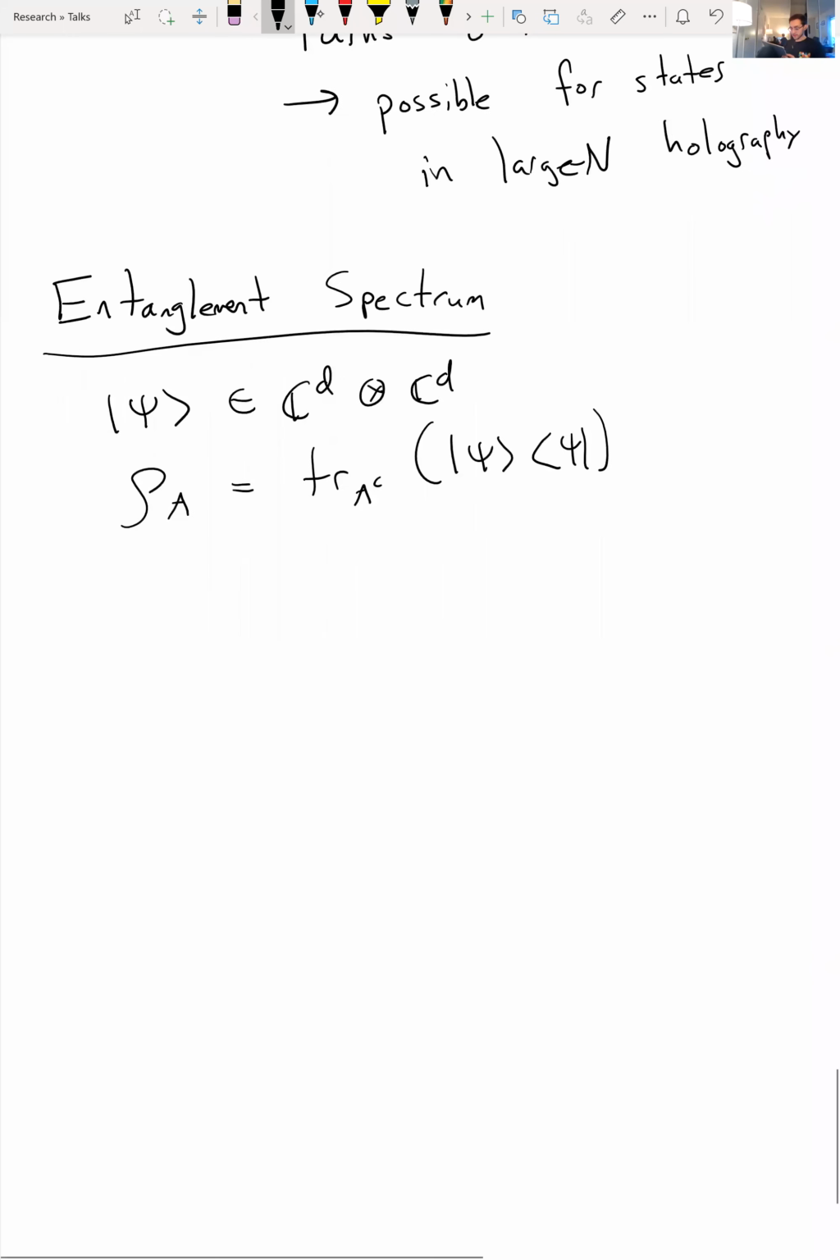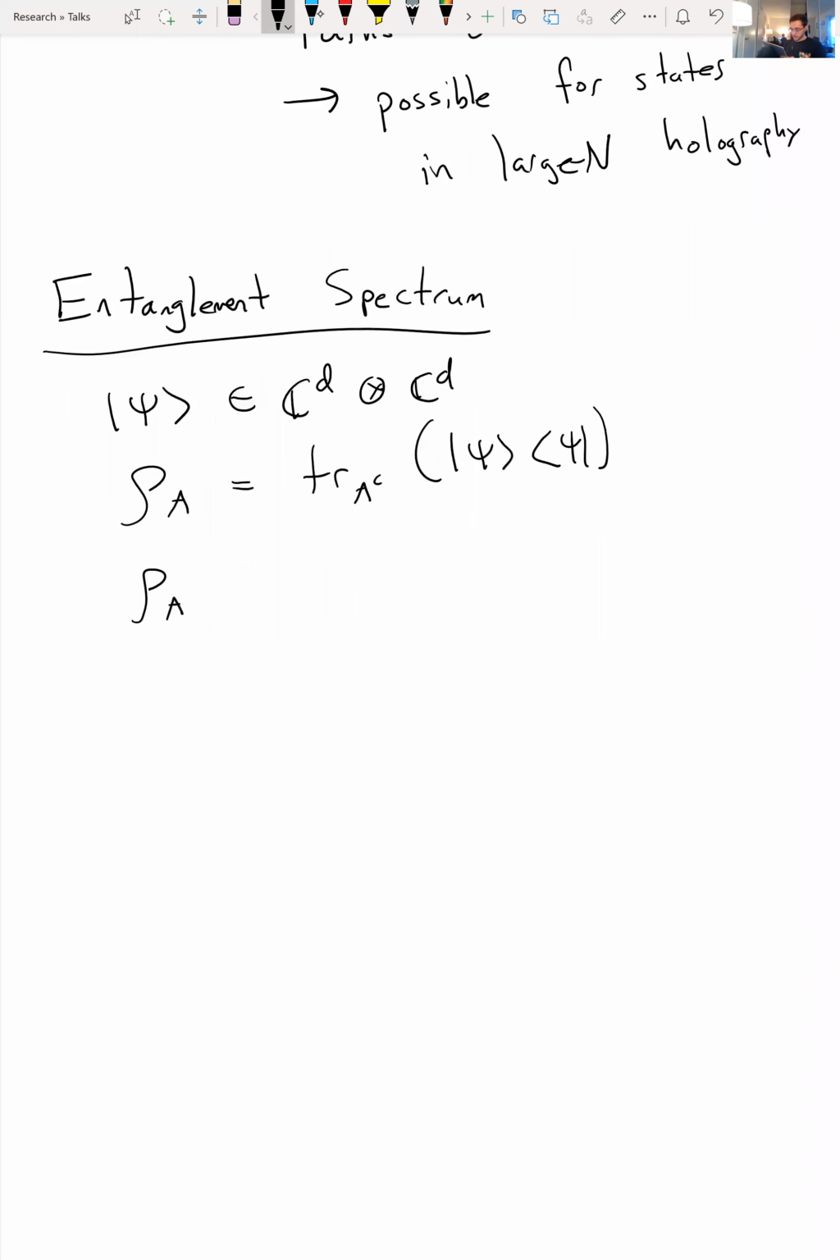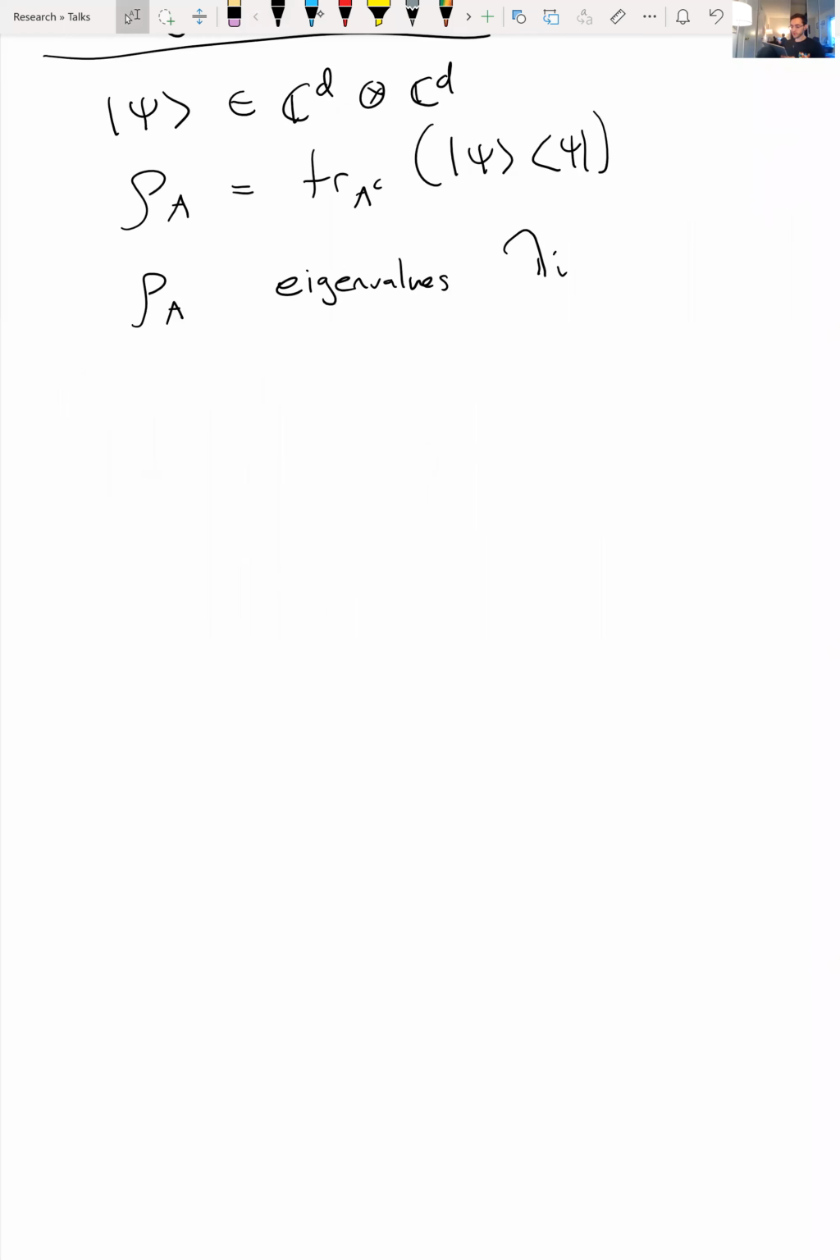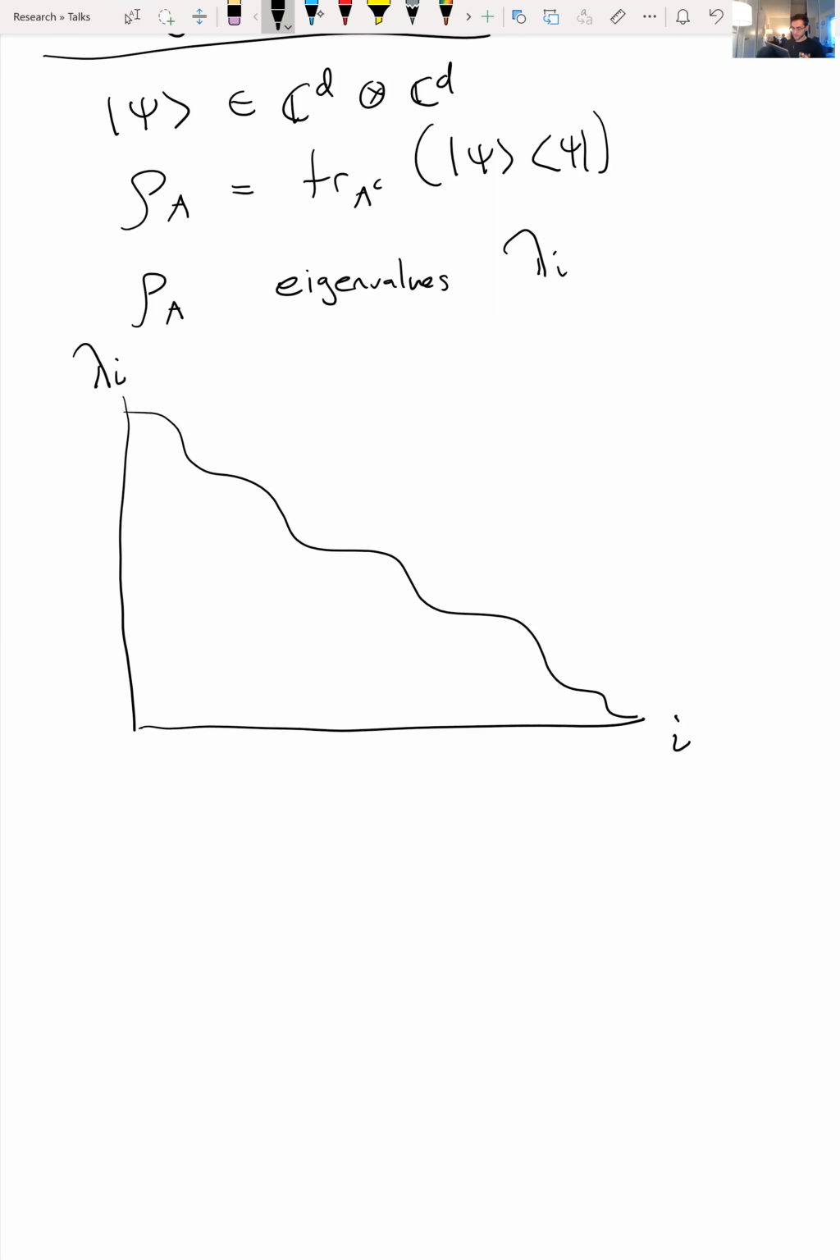And this density matrix is Hermitian. So it has real eigenvalues, which I'll call lambda I. And crucially, because the state psi is pure, those eigenvalues are the same regardless of which Hilbert space I trace down to, whether the left Hilbert space or the right Hilbert space. The spectrum of the reduced density matrix is what we call the entanglement spectrum of the state psi. If I plot those eigenvalues, say in decreasing order, perhaps I get something like this.